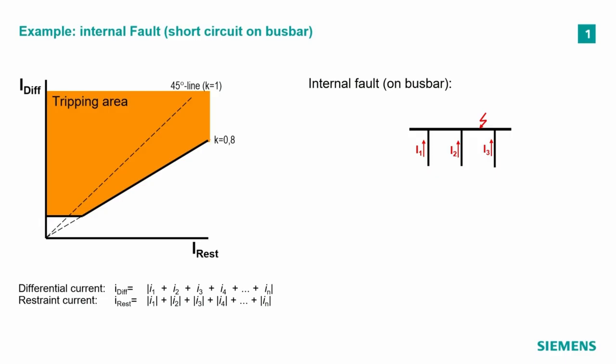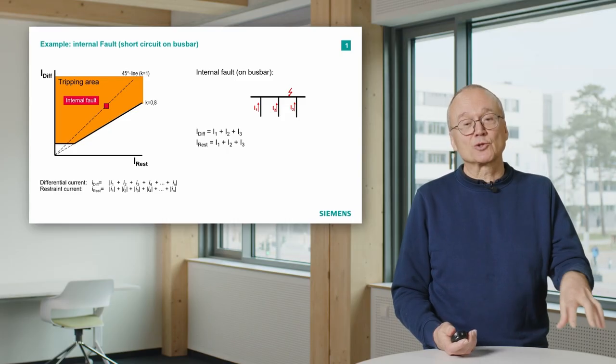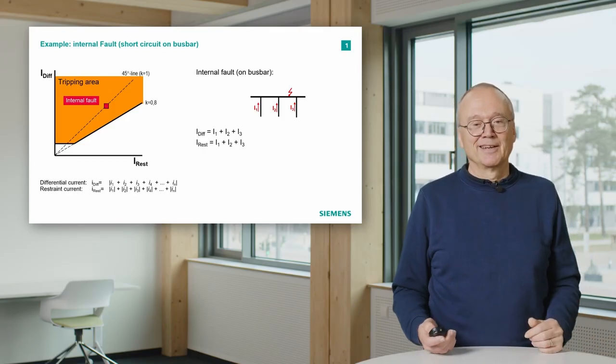First of all, the internal fault. We calculate the differential current, we calculate the restraint current. In this case, both are equal, and we are on this 45-degree line, internal fault, clear in the tripping area, we will trip. That's easy, that normally works. Again, in busbar protection, normally the problem is always to avoid wrong tripping, not to trip in case of a fault. That is typically the easier part of the story.